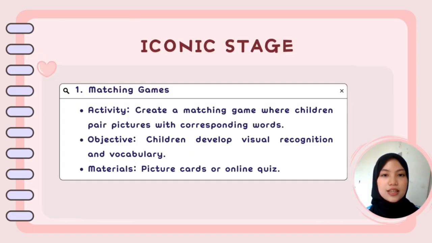Now we move to the example of activity that we can do in iconic stage. So for the first one is matching games. This activity is create a matching game where children pair pictures with corresponding words. This activity objective is that children develop visual recognition and vocabulary. So the materials used are picture cards or we can do by online quiz.